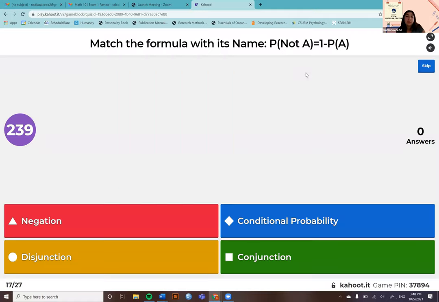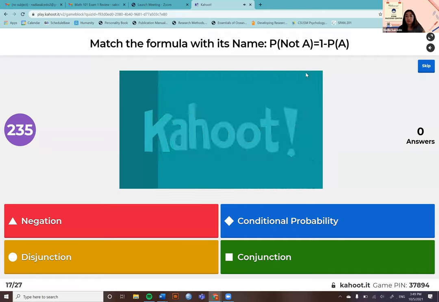Match the formula with its name. P of not A equals 1 minus P of A. So yeah, whoever said non-occurrence formula, it is the non-occurrence formula.